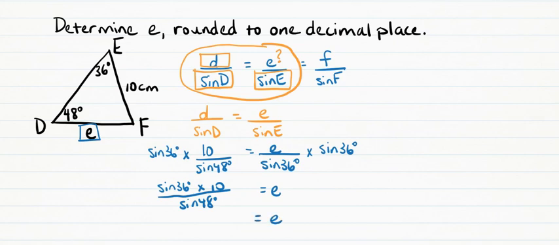And we get the answer e is about 7.9, and the units would be centimeters because one of our other side lengths was already given in centimeters. So we know that our answer would also be in centimeters. So side e is 7.9 centimeters long.